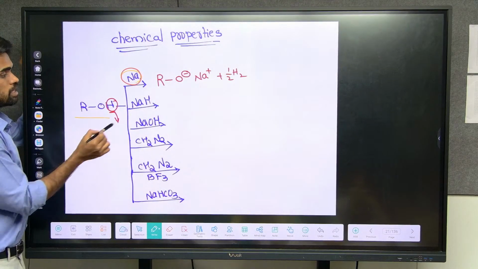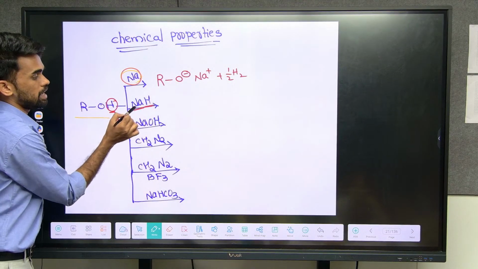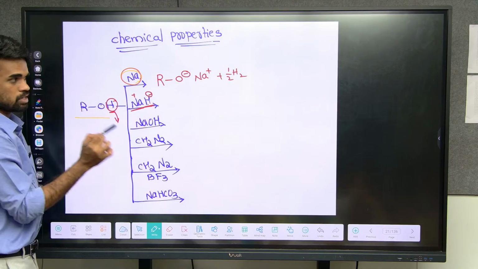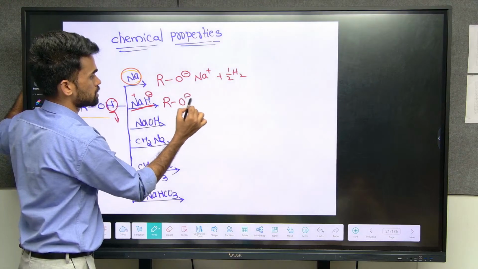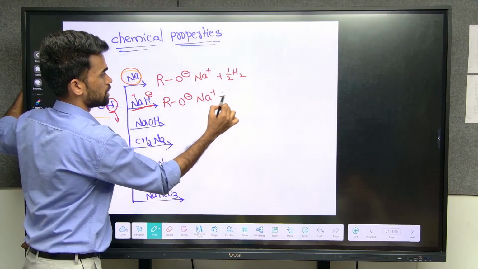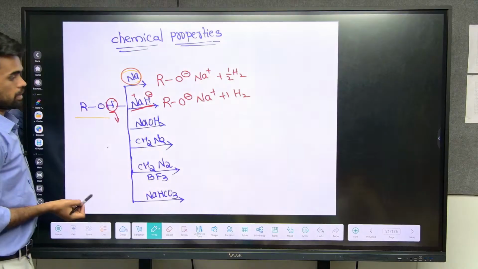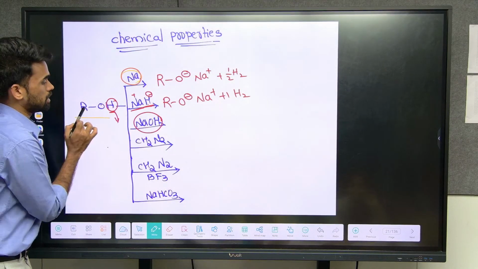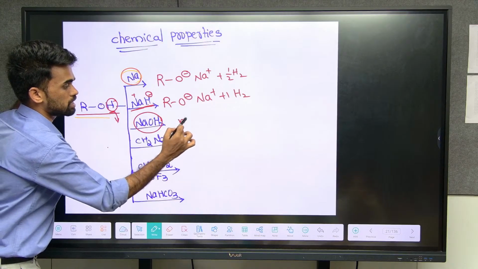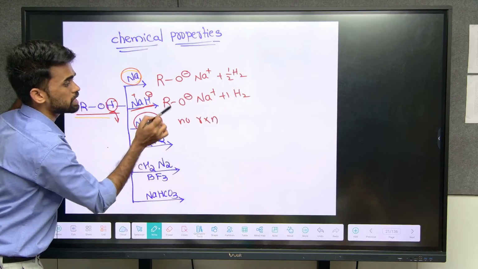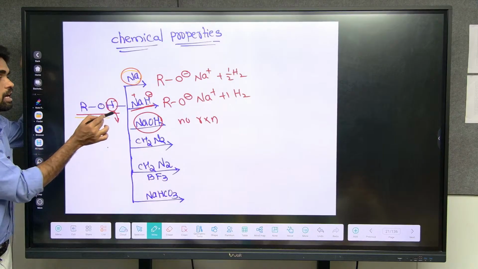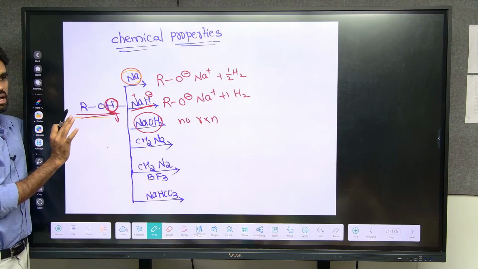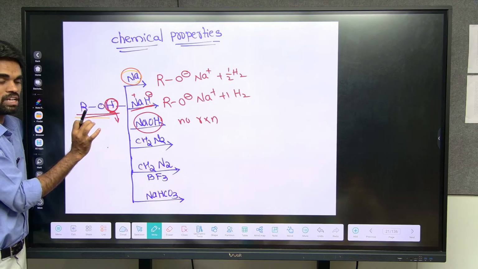Okay. Now see, they are treating with sodium hydride. NaH means Na plus H minus now. So this hydride will take this H and becomes RO minus Na plus, and H2. Okay. See, this NaOH is there now, this is a base. But it is not reacting with alcohol. So I can say simply no reaction. So from this, what can you conclude? In alcohols, the hydrogen is a very weak acidic proton, very weak acidic proton.